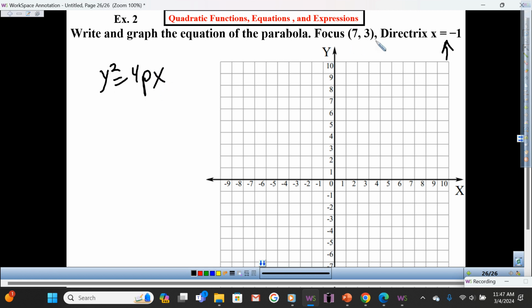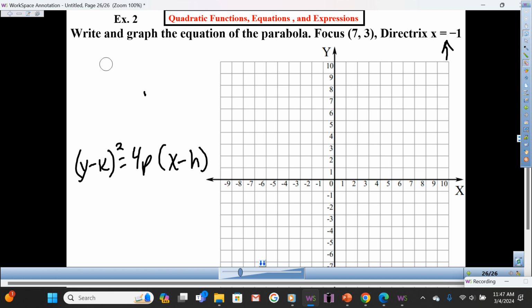But I look at the focus. Is there a 0? No. So instead of y squared, what do I write? y minus k squared equals 4p times x minus h. So far, so good? From there, I graph my focus. What is my focus? My focus is (7, 3). My directrix is at what? x equals negative 1.